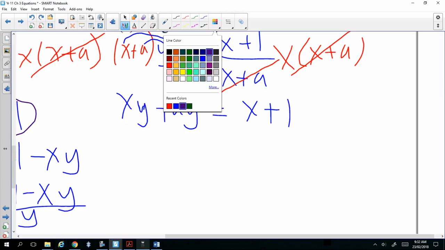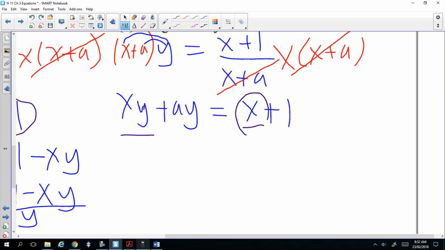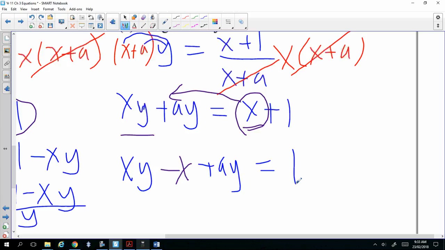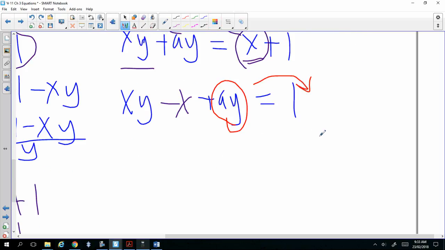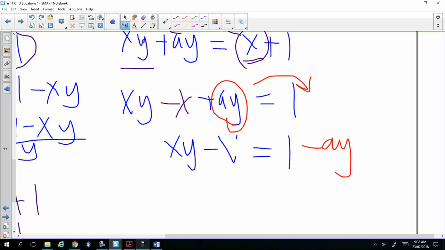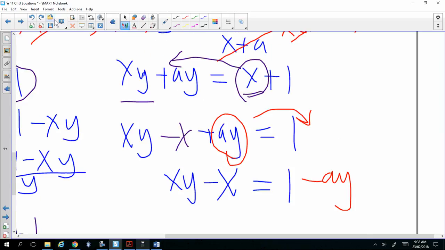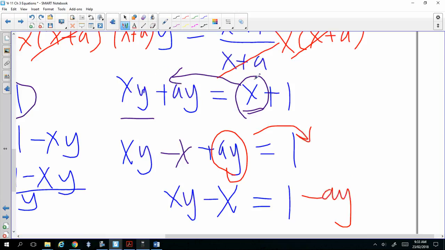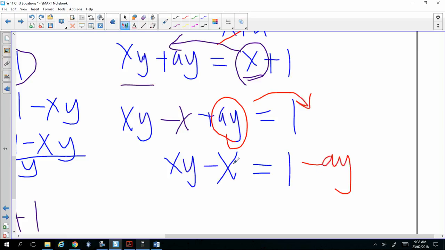So xy minus x plus ay equals 1. Anything that doesn't have an x needs to be moved to the right side, so we move this term to the right and it becomes minus ay: xy minus x equals 1 minus ay. That's what we got up to so far. Our aim is to move all the x to one side, and anything that doesn't have an x goes to the right side. Now notice there are two x terms, so we need to combine them into one single term. So we factorize the x out. That's the key step.